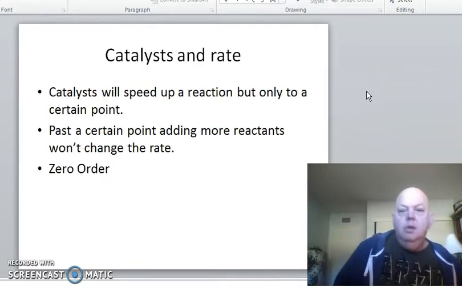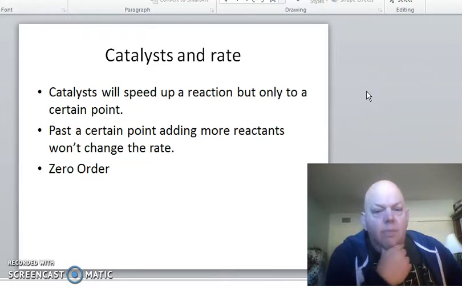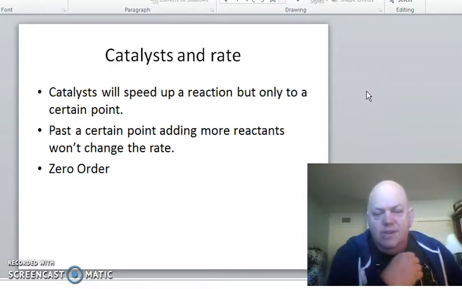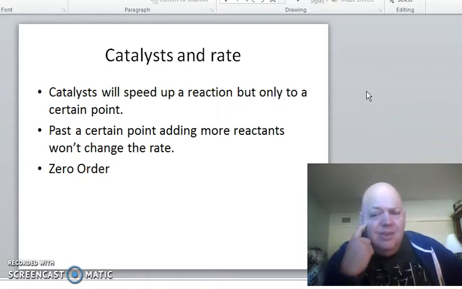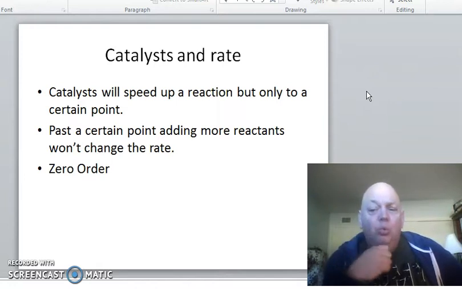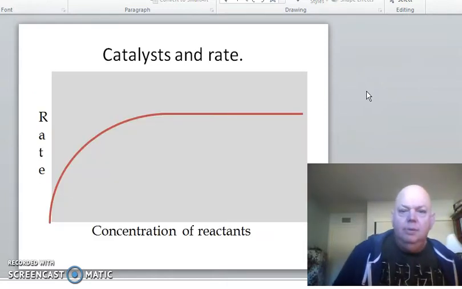Let's move on here. So let's look at catalysts and rates. Now, catalysts do speed up the reaction, but there is a limit to what they can do. If you go past a certain point, adding more reactants will not affect the rate. It's not going to change it. And if you look at zero order, well, if it's zero order, it doesn't matter what your concentration is. It's not changing anything.